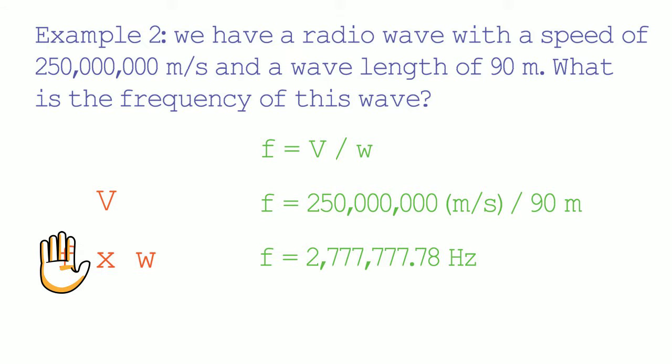2,777,777.78 Hz. We can put our answer into megahertz, and this gives us an answer of 2.78 megahertz. A megahertz is 1 million hertz, so we do our answer divided by a million, which gives us 2.78 to 2 decimal places. The final part of this video will be looking at frequency and time periods.